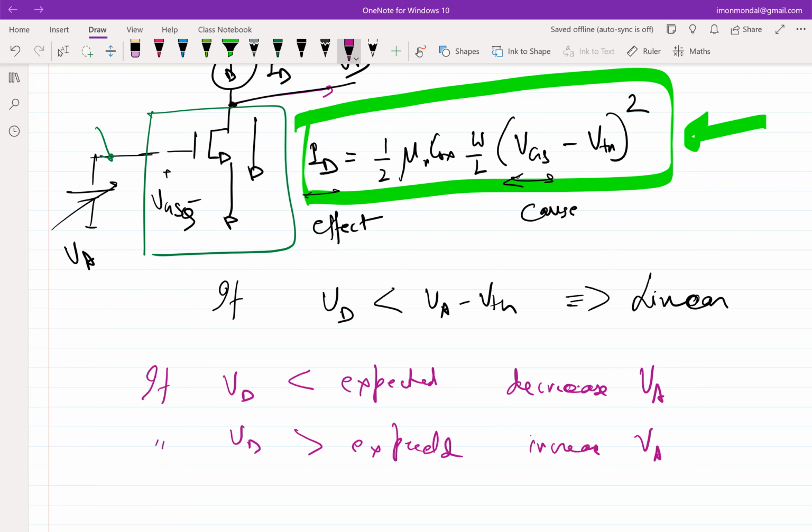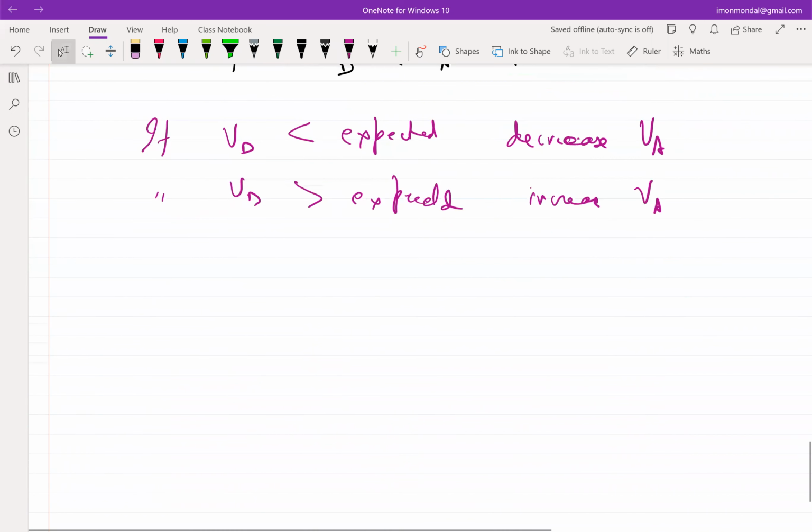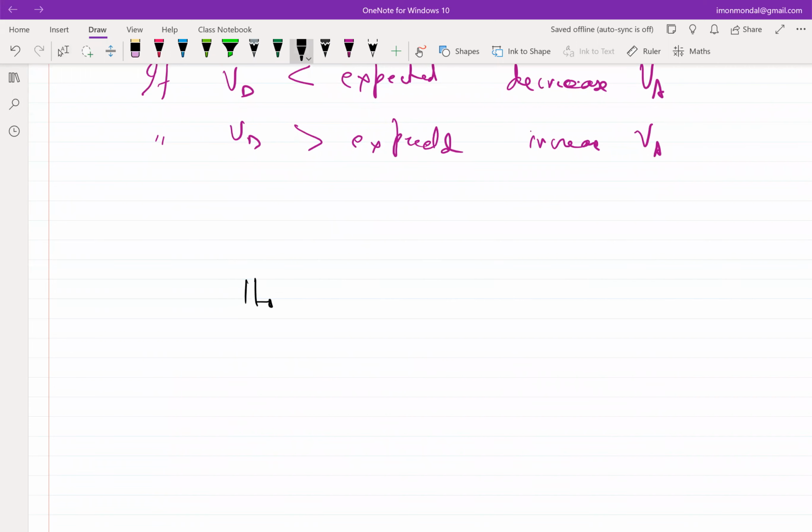So let me ask you this question. Let's take this example, with some numbers. Let's assume mu Cox W over L is 2 milliamp per volt squared, and this is supposed to be 1 milliamp. Basically, the entire problem that we're dealing with right now is that the current source has to be exactly 1 milliamp, which is hard to determine. Exactly. What have we done till now? We haven't done anything to fix it.